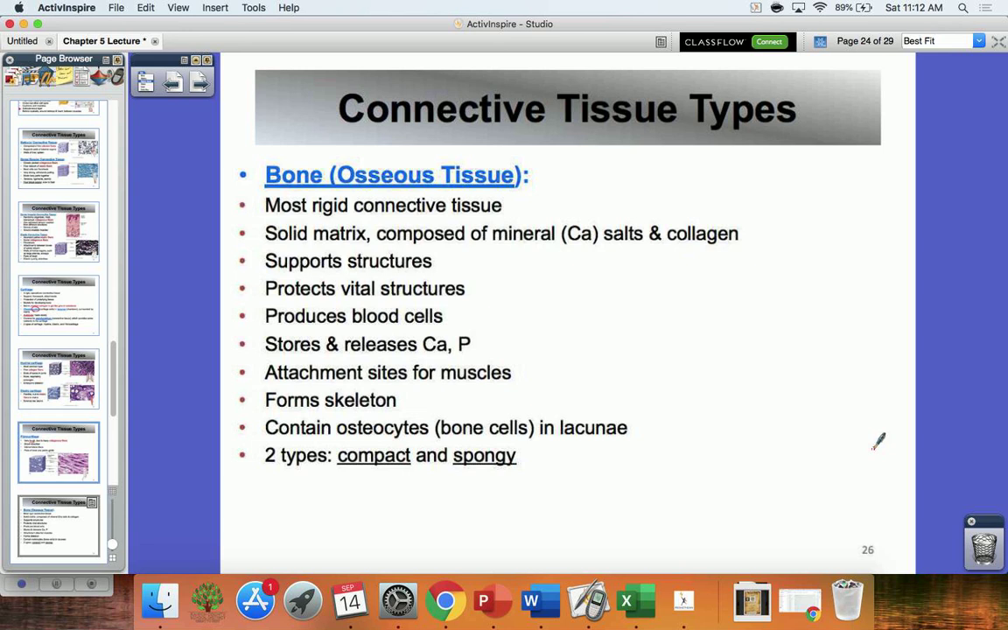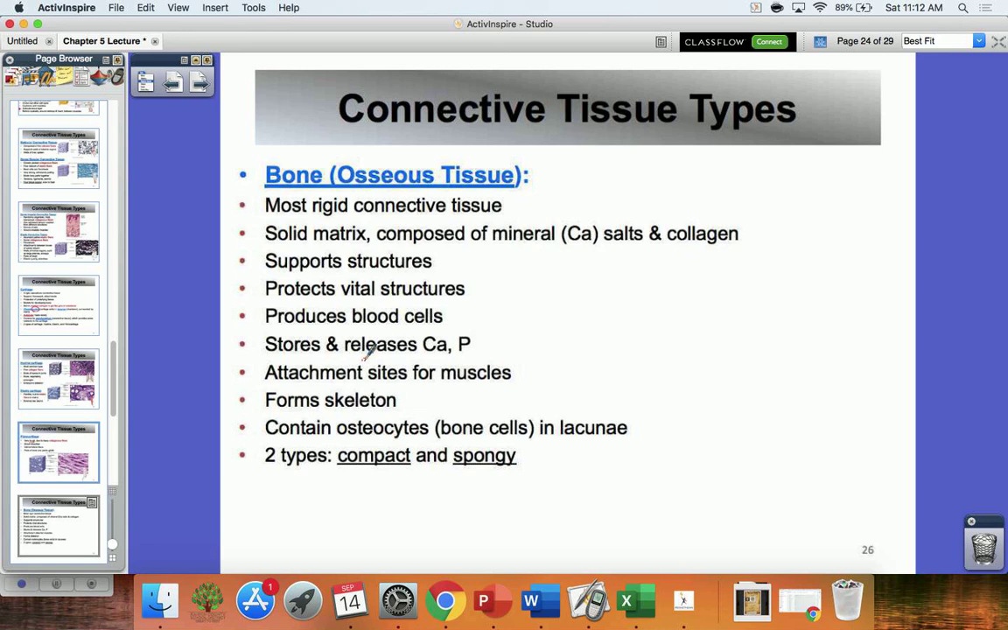Another specialized connective tissue type is bone. Now, the bone we know is extremely rigid because of the collagen that's there, but it also has mineral salts that are primarily made up of calcium. We'll talk a little bit more about that later. And we know that the bone is just there to help protect, support, also so that muscles can have a place to attach to.